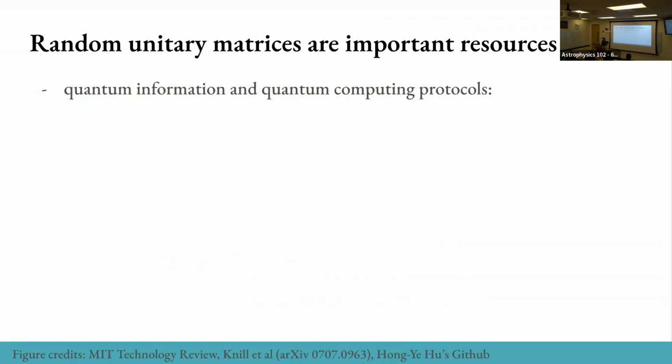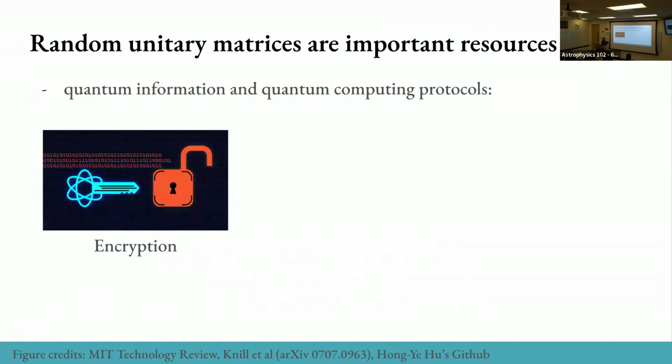Random unitary matrices are, first of all, important resources in quantum information and quantum computation. Some examples are certainly in encryption. Random unitary matrices play a role. It's not so surprising: in classical cryptography, randomness is also used as a resource. So here in quantum cryptography, you would also care about and utilize random unitary matrices.